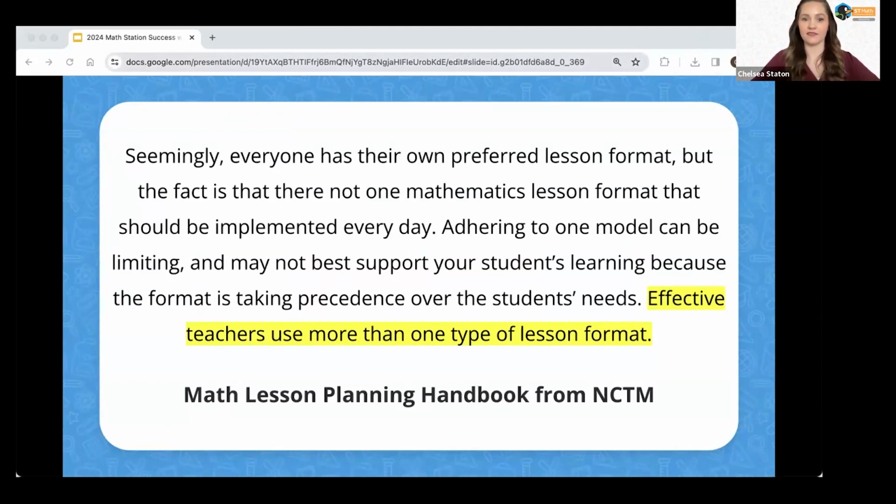So the end part says effective teachers use more than one lesson format. And I think that that's really important. I, as a teacher, got really hung up on trying to do stations every single day, and that can be really overwhelming. So knowing when to do stations and when to do whole group is really important.